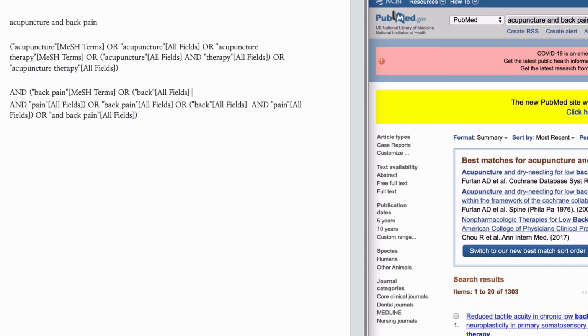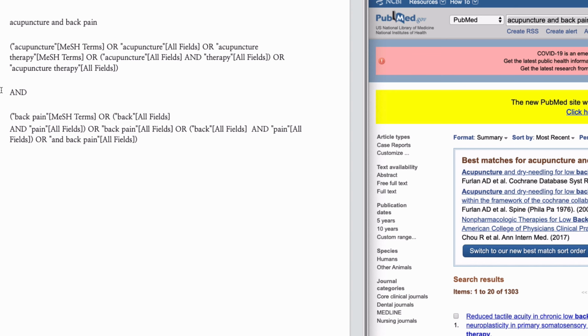So this is the point we can break by meaning. So acupuncture or acupuncture all fields. That means find everything wherever it belongs. Or acupuncture therapy, or acupuncture all fields and therapies all fields. So they use this term we didn't even type in, acupuncture therapy with a parenthesis. So they use this term first and the operator we used.